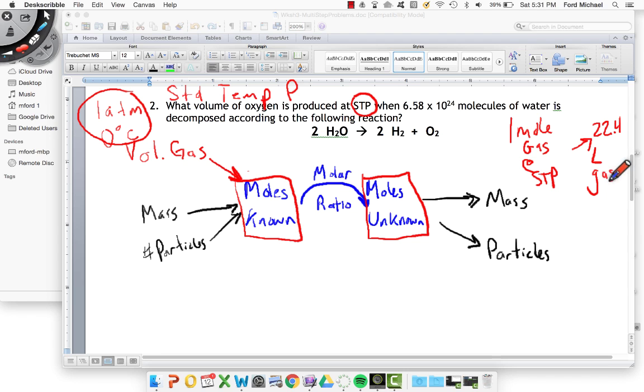So we can use this conversion factor. If we have volume in liters, we can divide by 22.4 and get moles of gas. And similarly, if we have moles of unknown and it happens to be a gas at standard temperature and pressure, we can convert to volume of gas by multiplying by 22.4 liters per mole. Let me show you what this looks like.